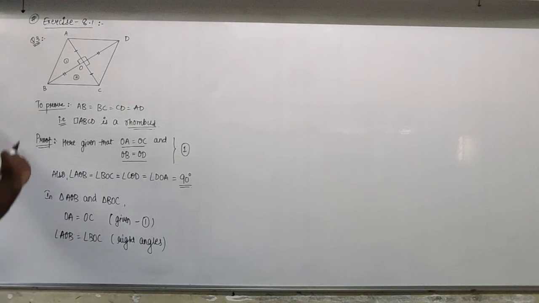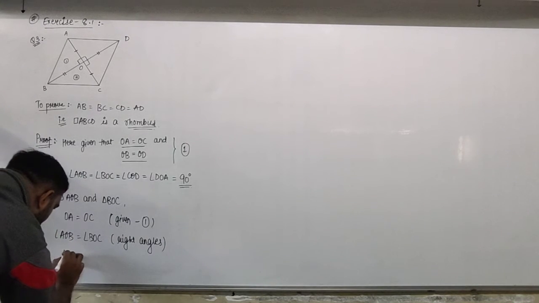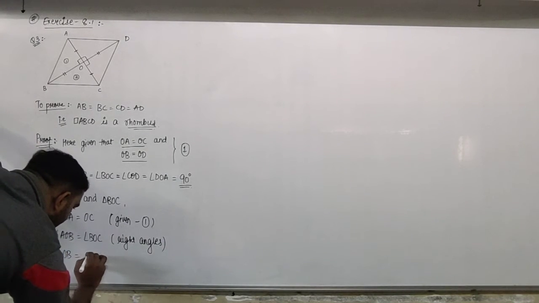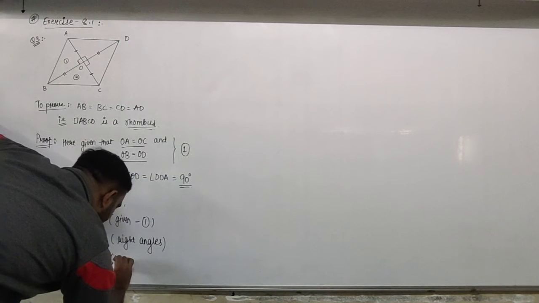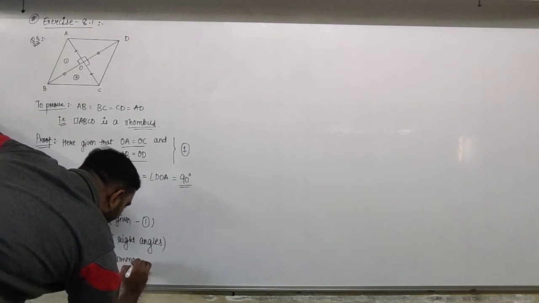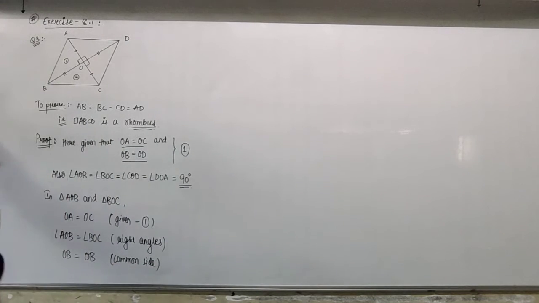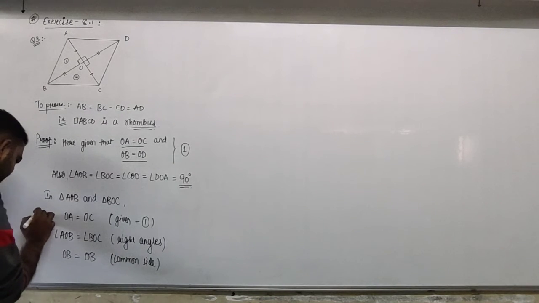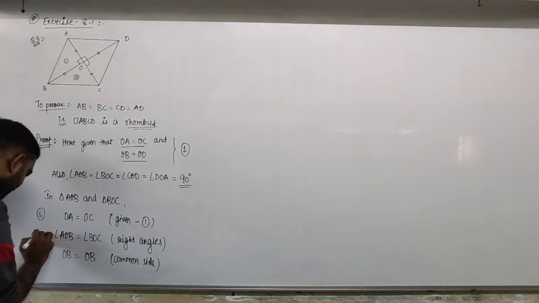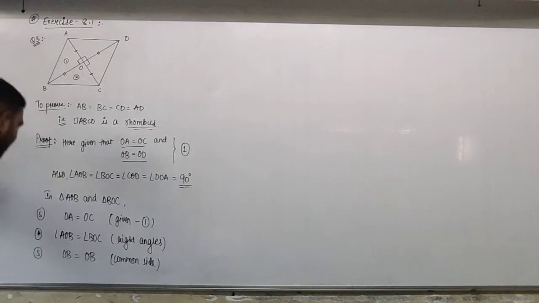Similarly, what do we have? OB is equals to OB. That is the common side. બરાબર? OB is equals to OB. તો OA equals to OC, angle AOB and OB. તો આ કયો રૂલ થશે? તો કે side, angle અને side.